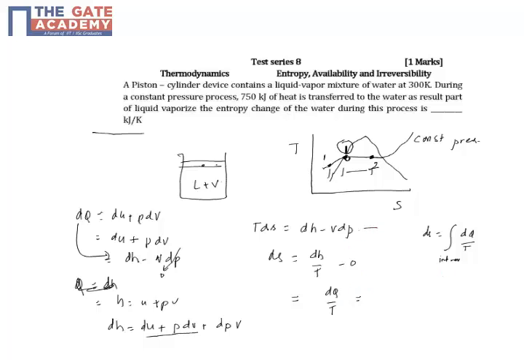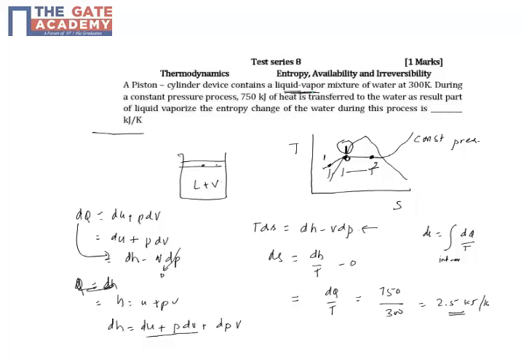I started with this equation because it's the standard equation for entropy calculation. So dq is given as 750 kilojoules divided by temperature 300, so it is 2.5 kilojoules per Kelvin. So 2.5 is the answer, but there is an assumption that the temperature at the start, the pressure is such that it is at the saturation.